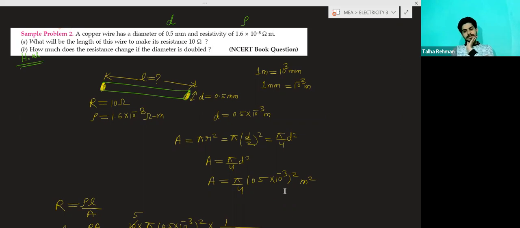In the second part, you will consider that on changing the length, there will be no change in diameter, and on changing the diameter, there will be no change in length. Okay, because already the diameter of the wire as compared to the length is negligible. So if you further increase the length, there will be no change in the wire diameter.